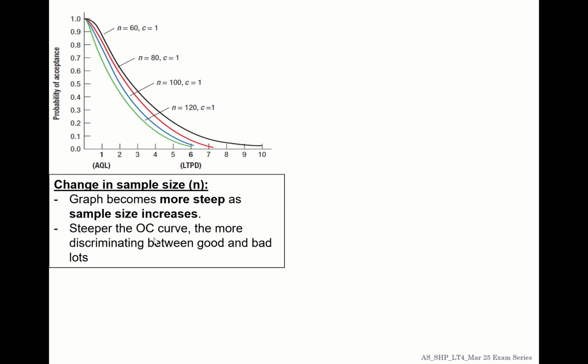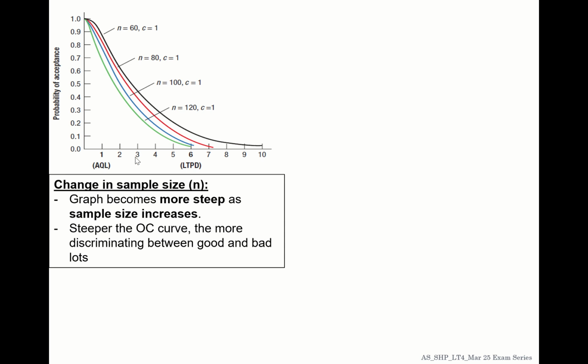The steeper the curve, the more discriminating between good and bad lots. What does this mean? If you extrapolate, let's say 30% of defects in my lot, the one with the steeper curve will have about a 20% chance to accept, whereas the one that is less steep, let's say the black one here, has about a 40% chance to accept. Which one is better?